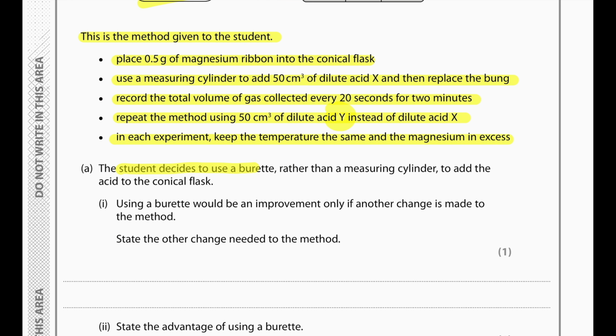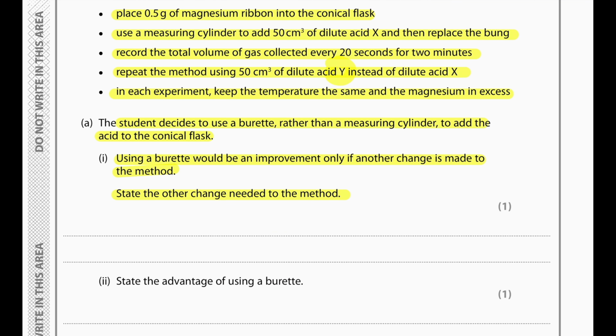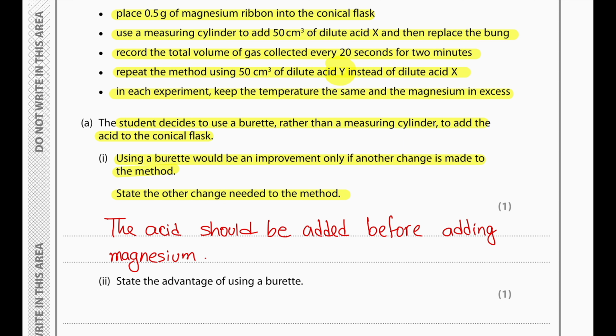The student decides to use a burette rather than a measuring cylinder to add the acid into the conical flask. Using a burette would be an improvement only if another change is made to the method. State the other change needed to the method. Because we need to close the rubber bung, we need to add the acid before adding the magnesium.